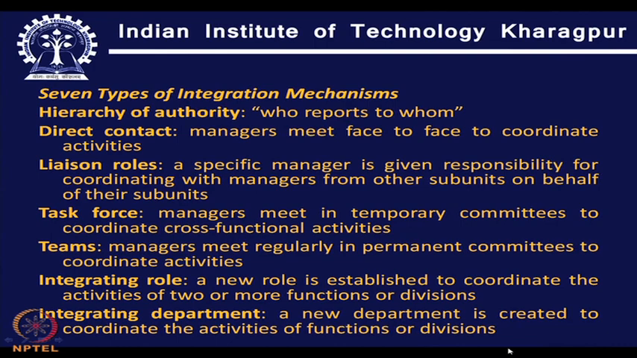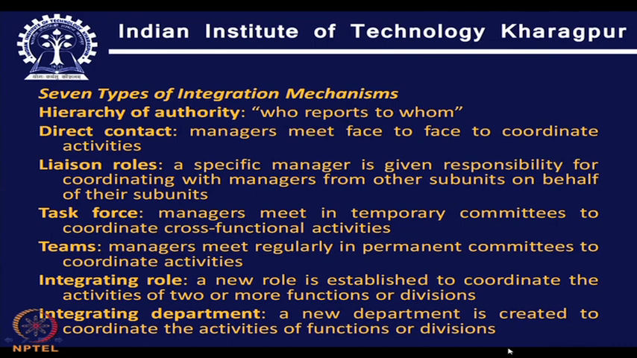Seven types of integrating mechanisms are, first, hierarchy of authority, in the sense of who reports to whom. Next is direct contact, in the sense that managers meet face to face to coordinate activities. Liaison roles is where a specific manager is given responsibility for coordinating with managers from other subunits and behaving on behalf of their own subunits.